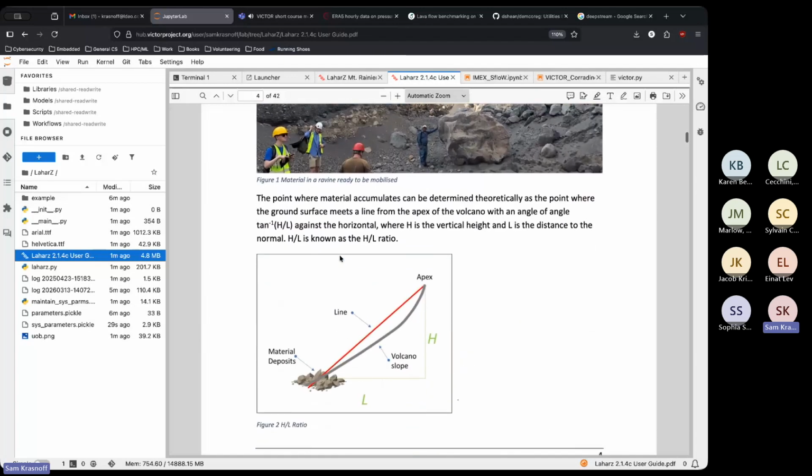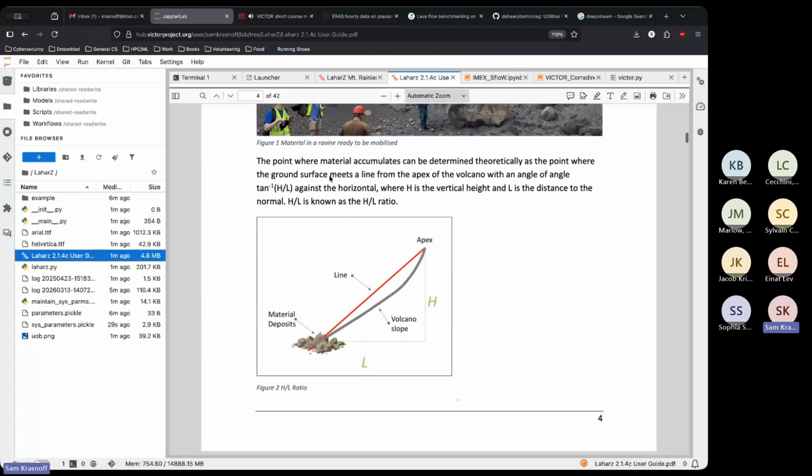So I talked about this here. The point where material accumulates can theoretically be determined as where the ground surface meets the line from the apex of the volcano.